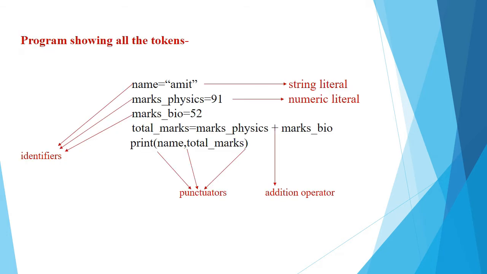As we have discussed the various tokens of Python, let's see how these tokens look in a program. Here we have a sample program. We have written name is equals to Amit, so we have given the name Amit to a variable called name. Then marks_physics is equals to 91, marks_bio is equals to 52, and the rest of the code is written. In this code, we are adding the marks of physics and bio and storing it in total marks. And then in the last line, we are printing name comma total marks.